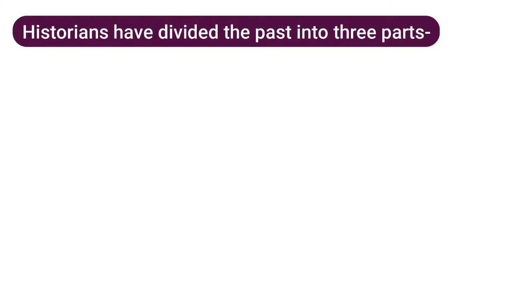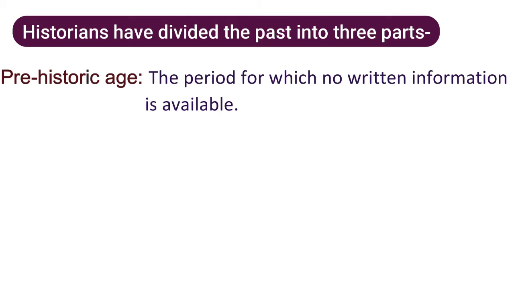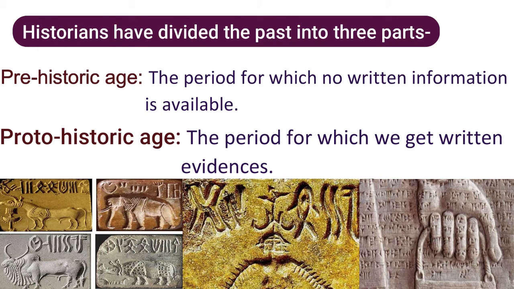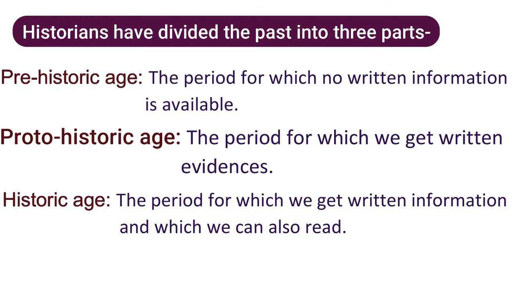Historians have divided the past into three parts: prehistoric age, the period for which no written information is available; protohistoric age, the period for which we get written evidences; and historic age, the period for which we get written information and which we can also read.